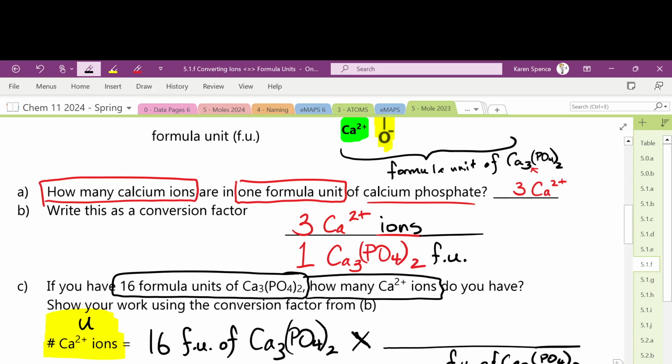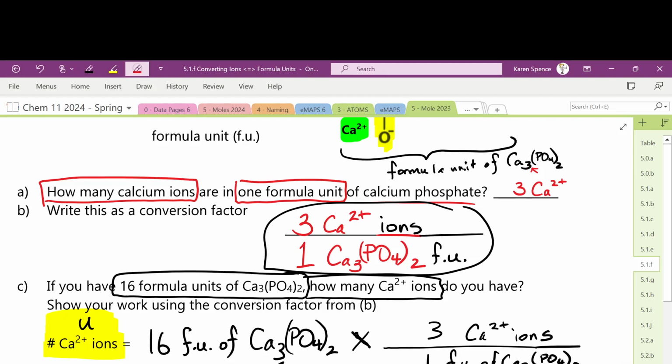Okay. And on the top, tell your partner what goes on the top. What goes on the top? Calcium ions, Ca2+ ions. Do we know a conversion factor between calcium ions and formula units? Yes, we do. And you don't even have to write it out ahead of time. You can just look at it and say, I know that there are 3 calcium ions in 1 formula unit.